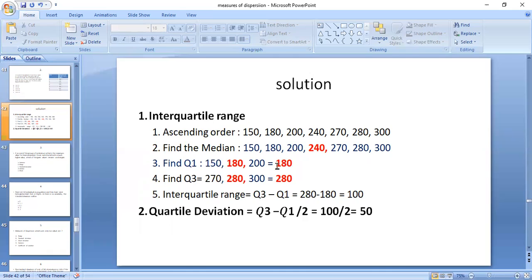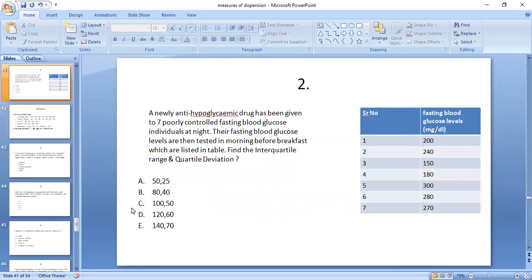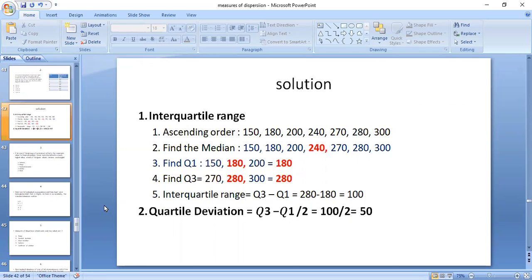So quartile 1 is 180 and quartile 3 is 280. So for interquartile range, I subtract quartile 1 from quartile 3, which comes out to be 100. And quartile deviation numerator will be the difference of the quartile 3 and quartile 1, and then divided by 2, which comes out to be 50. So C is the correct option.